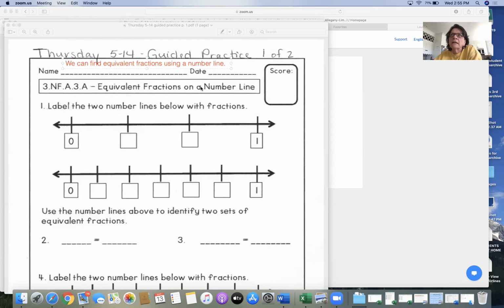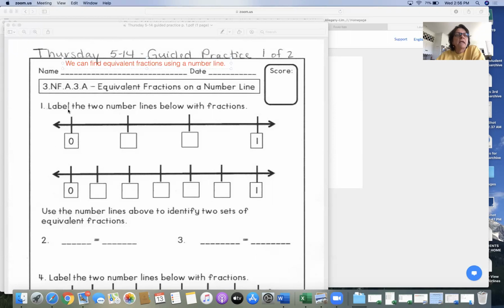But if we want to connect it to our prior learning, before when we did equivalent fractions, we were using models and drawing the same model, dividing it into different number of parts, and then shading in the same amount of each model or fraction strip to find an equivalent fraction. Today, we're going to find equivalent fractions using a new strategy, and that is a number line. So this will be our guided practice. I'm going to walk you through some examples, maybe pause, let you fill some of it in on your own.